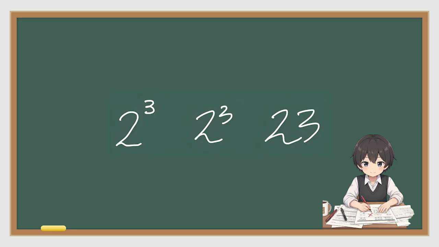Now, here's a really important pro tip. Be careful with your handwriting. If you write the exponent too big, it looks like 23. Your teacher might mark it wrong, so keep it small and high up.